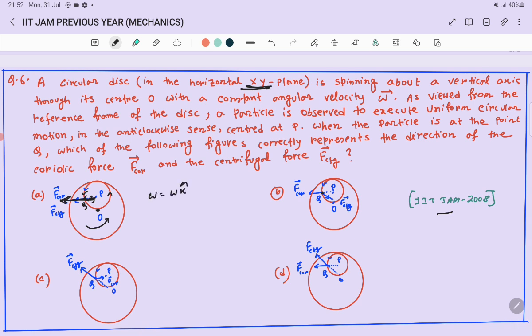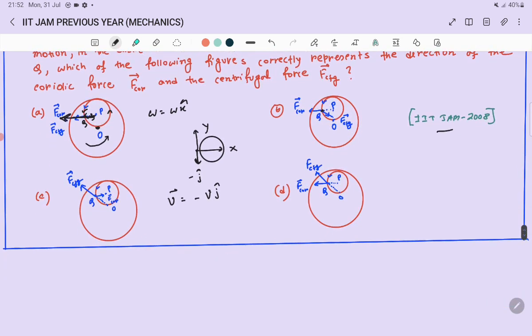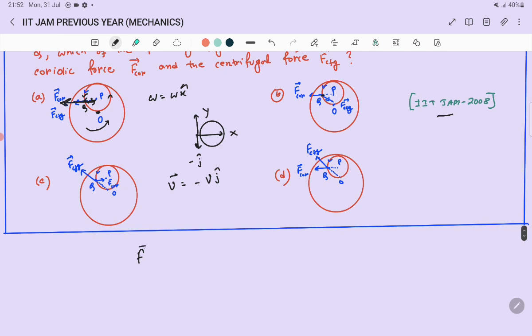And if you talk about the r vector, with respect to point Q, if we take this as our x axis and this as our y axis, the velocity at this point Q will be in this direction, because this is our circle actually. So obviously this is along the negative y direction, that is minus j cap. So the v vector will be minus v j cap. So what will be your Coriolis force? You know the expression of the Coriolis force, F Coriolis, that is nothing but minus 2m omega cross v.